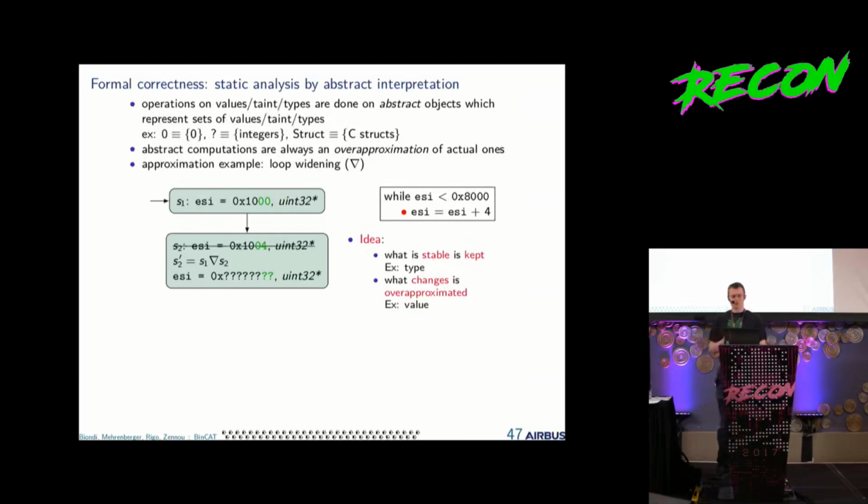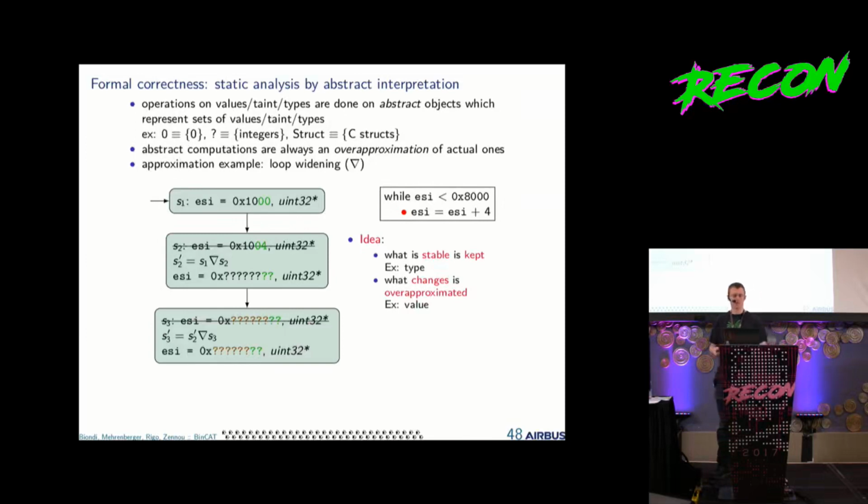So between the 2 iterations, what has changed is the value of ESI. It changed from 1,000 to 1,004. So we replace it by another approximated value, which is unknown. So we don't know the value of ESI now. But if you look closely, the type hasn't changed and the taint hasn't changed. So we're in a stable state. We run another iteration of the loop.